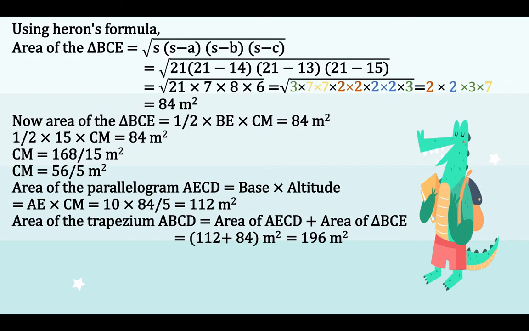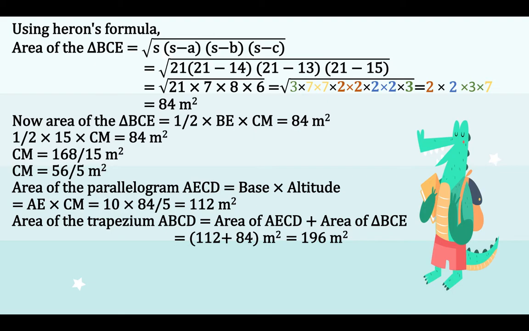half base into height. So base is my BE and height is my CM. Okay, and the value of area of this triangle we have already calculated as 84 meter square. Why I am doing this? Because I have to calculate the area of the parallelogram and I don't have the height. Okay, I don't have the height. So to find out the area of the parallelogram, I need the height.